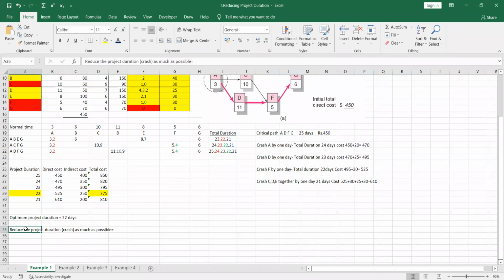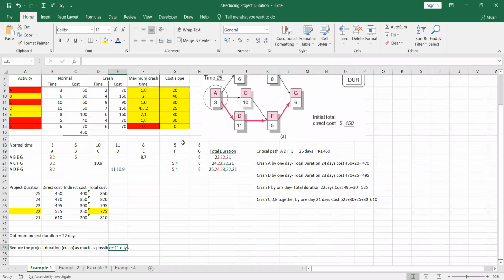So reduce the project duration or crash as much as possible means we can crash that project up to 21 days. Very good, very good. So I think you have got the point, right? So after drawing like this, I can ask this kind of two questions from you. Find the optimum project duration, it is 25. Reduce project duration as much as possible means it is 21 days. So are you all clear about this question?